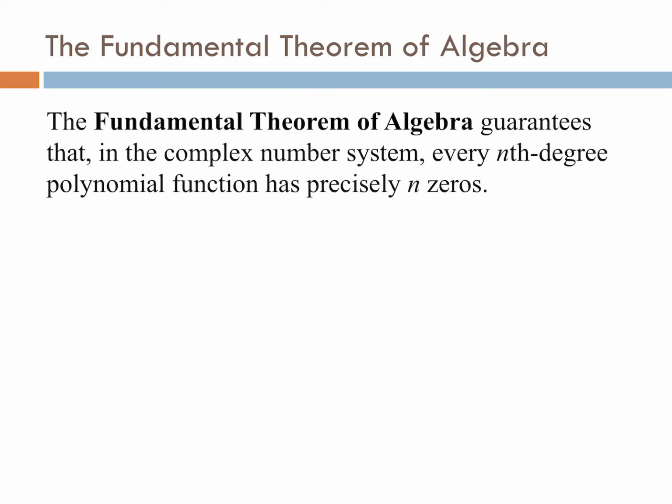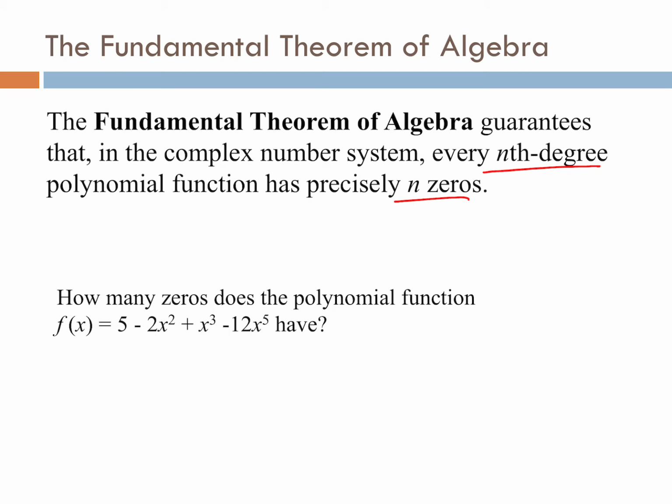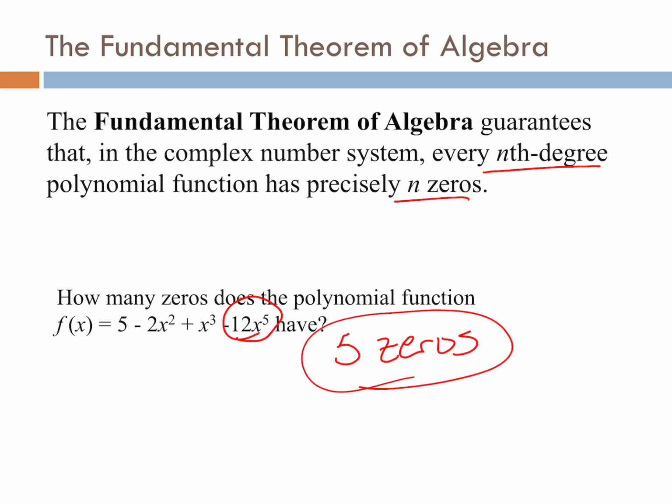So the first thing we have is what's called the fundamental theorem of algebra. And I talked about this a little bit when we were finding zeros. It just tells us that if you have an nth degree polynomial, it has n zeros. So for example, what it's telling us here is your largest exponent is 5. So it would just say that this has 5 zeros. So when you're asked to find the zeros, you will have 5 answers. Whatever your largest exponent is, that's how many answers you're going to have.